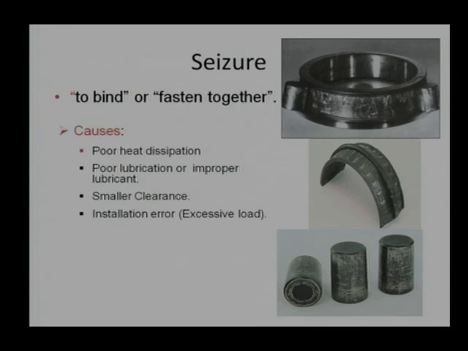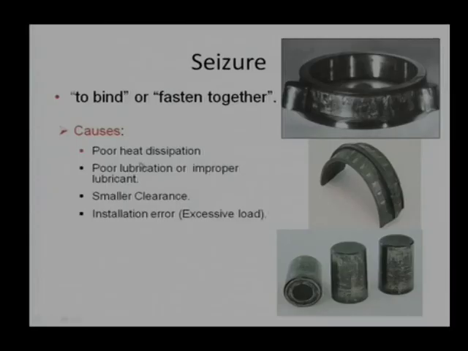Initially, maybe say 40 degrees centigrade at room temperature. After the operation starts, it will reach 50, then 60, 70, 80, 90, 100, and there is no limit. It may reach 700, 800. And if that happens, naturally the material will start flowing and the welding process will occur. That will be hot welding in this case. That means we have not designed the system properly. We have not designed the system for dissipation capabilities.